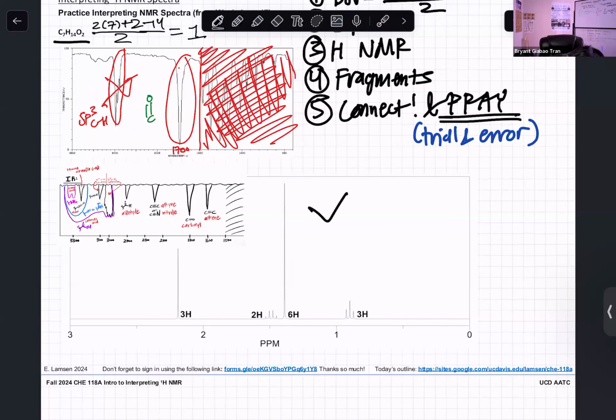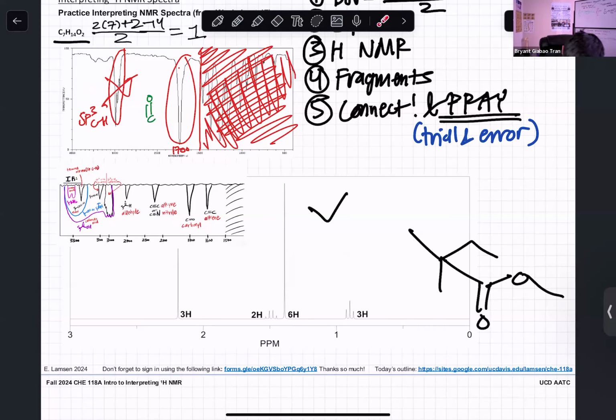So 3 hydrogens with 2 neighbors. It could be like that. 2 hydrogens with 3 neighbors. We'll put a carbonyl right here, and let's put a CH3 right there. This is gonna be 1, 2, 3, 4, 5, 6, 7 carbons, that's good. 14 hydrogens, that's good. 2 oxygens, that's good. And we have a carbonyl, that's good.